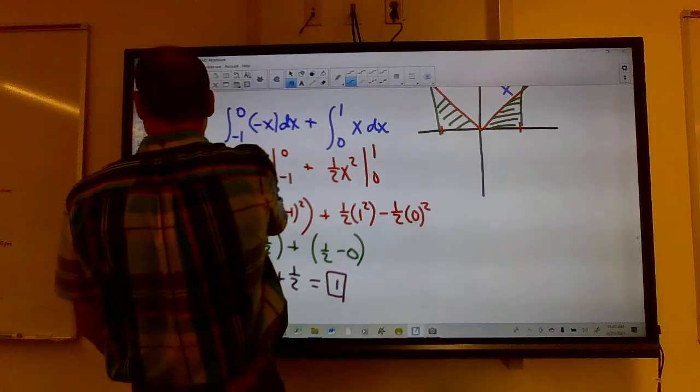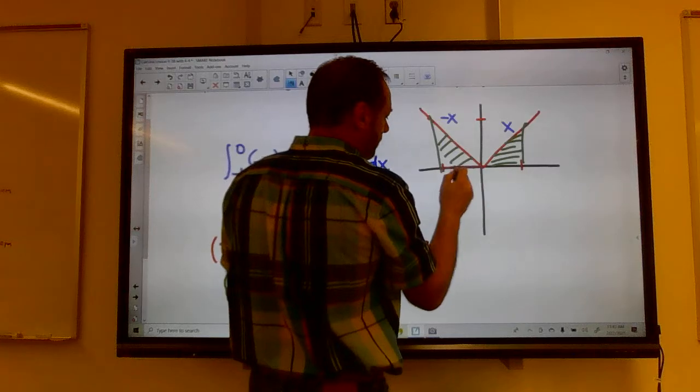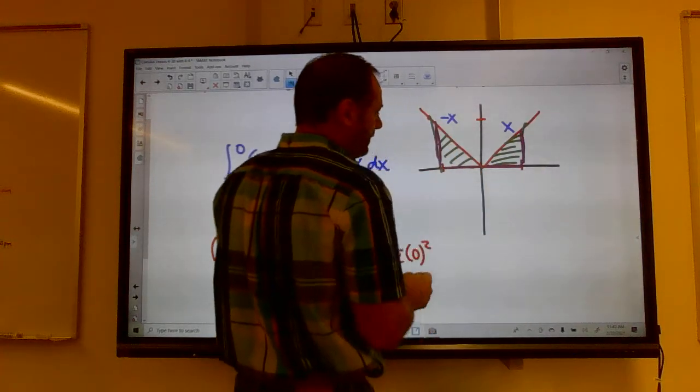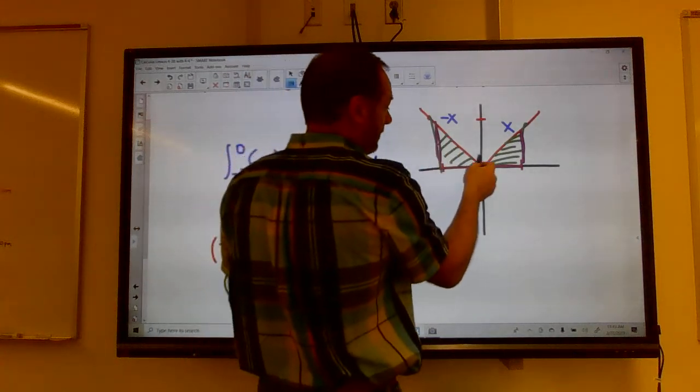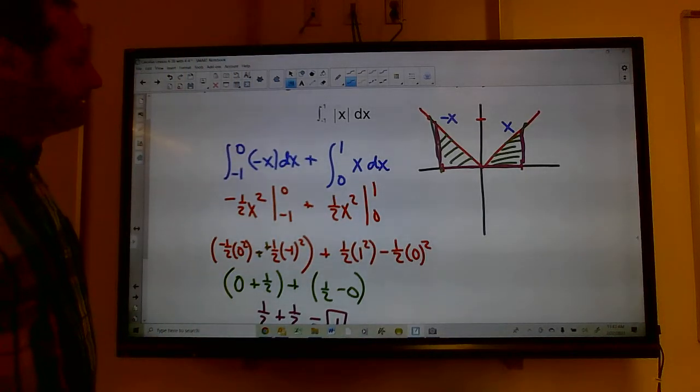If you look at the triangle, remember the triangle is half the base times the height, so the base is 1 and the height is 1, and the base is 1 and the height is 1. So 1 times 1 is 1, take half of that, that's 1/2. This triangle has an area of 1/2, that triangle has an area of 1/2. Add them together, I get 1.